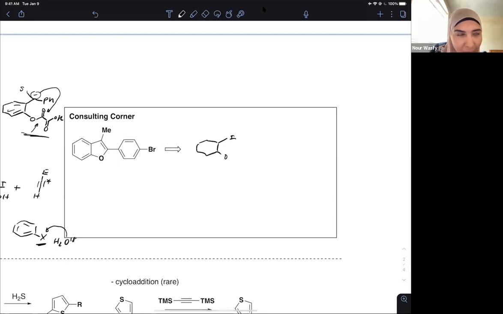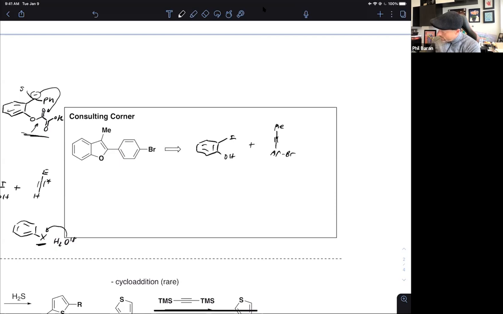Well, I think one problem would be that you'd have a bromoaryl on the alkyne. And another problem? Redox chemistry? Yeah, brilliant. Great. So we need another way to do this.